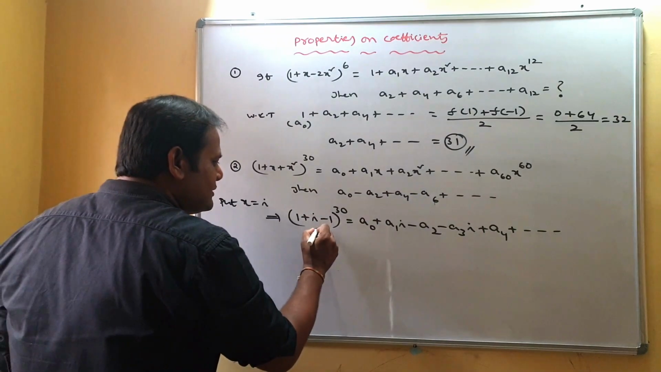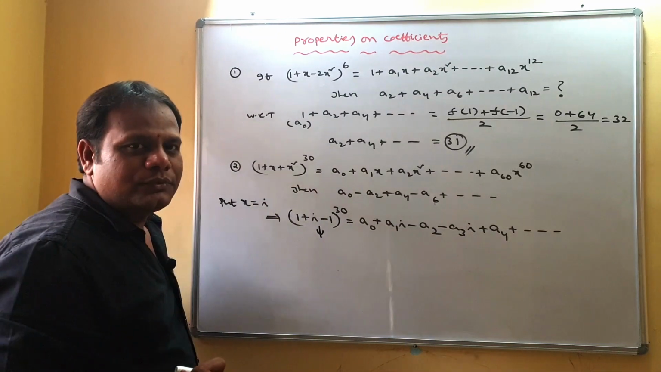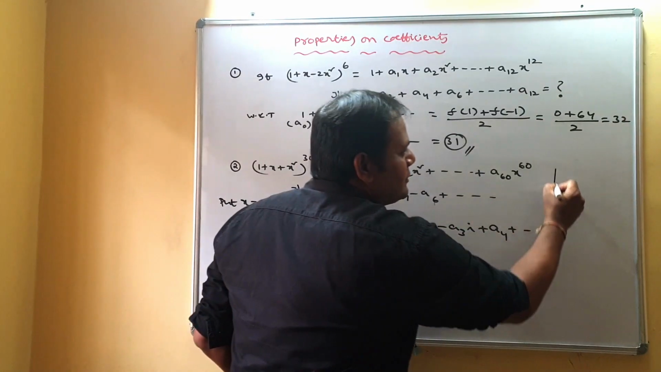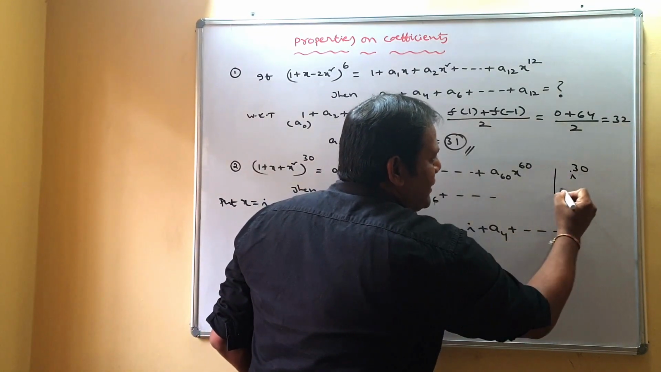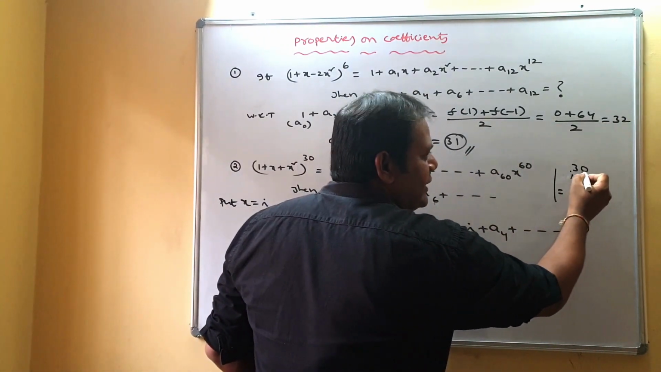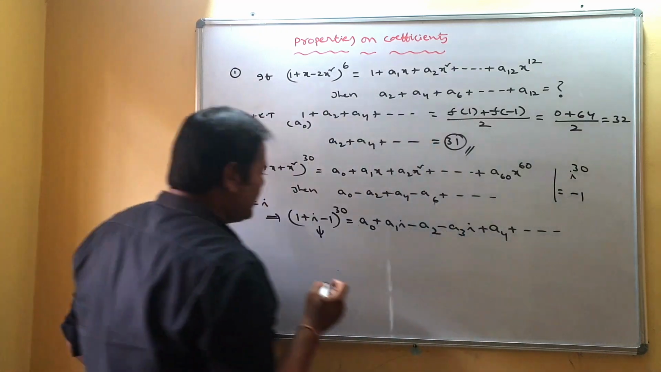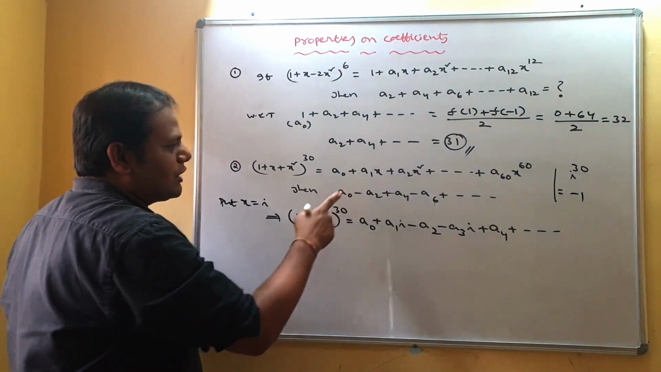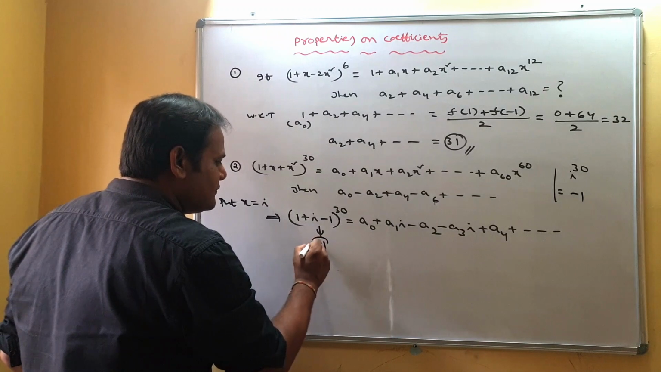So here this is i power 30. How to simplify i power 30? You know that i power a multiple of 4 is 1. So i power 28 into i squared, so it is minus 1. So it is totally minus 1. So here it is minus 1.